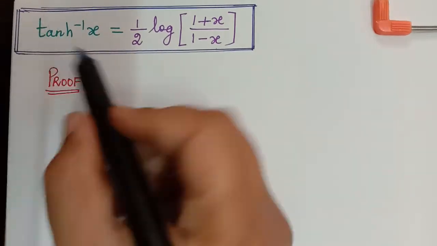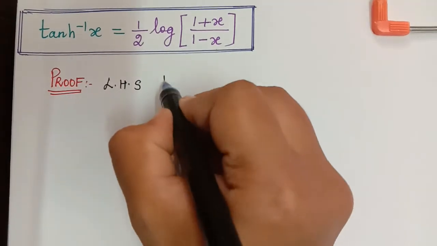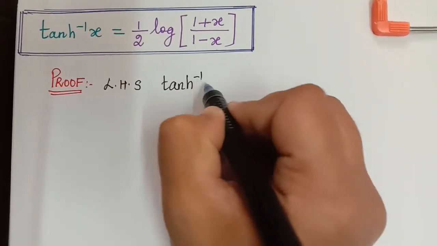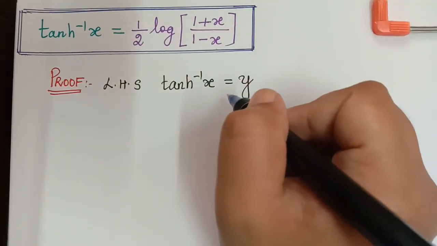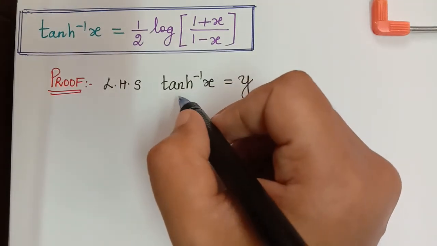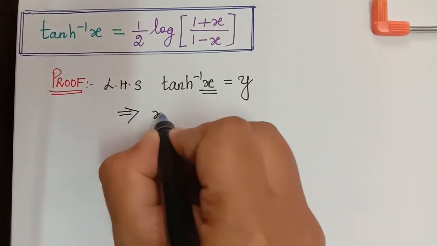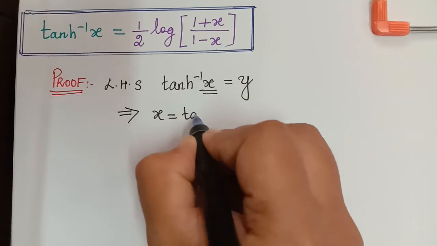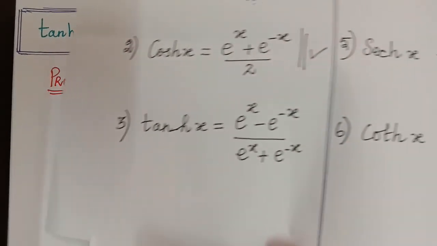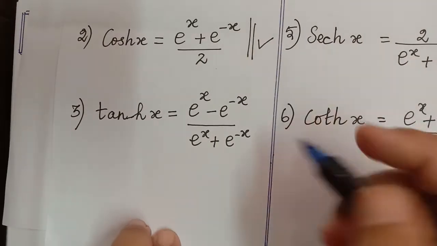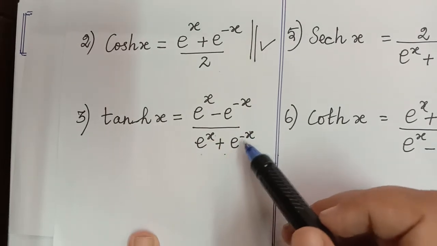So first we shall consider the left hand side. What is our left hand side given? It is tan h inverse of x. So this tan h inverse of x, we are going to make a substitution as y. As we saw in the previous problems, the same method we have to use here. So tan h inverse of x is equal to y, and from this we obtain x equal to tan h y. As per the formula of tan h, we have already learned that tan h x is equal to (e power x minus e power negative x) divided by (e power x plus e power negative x).